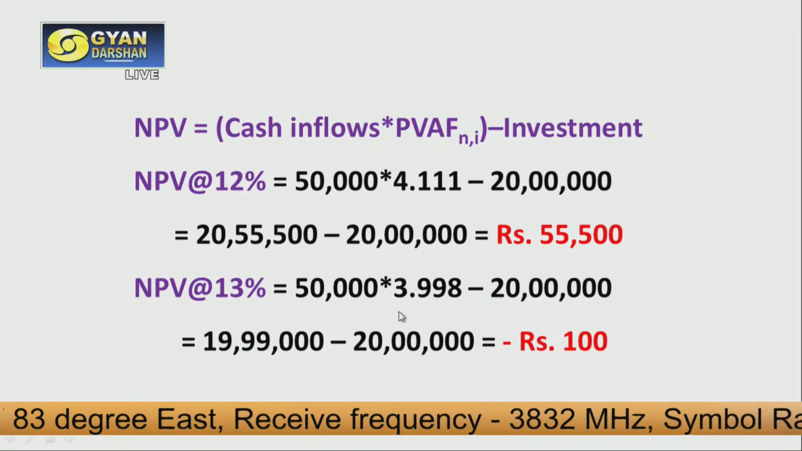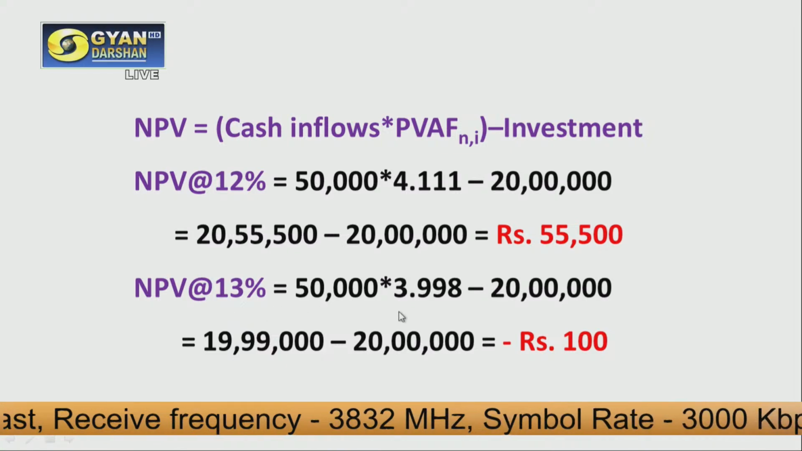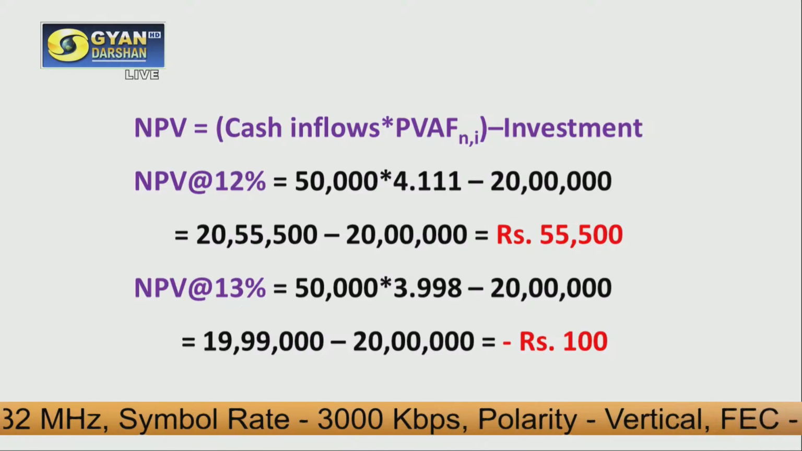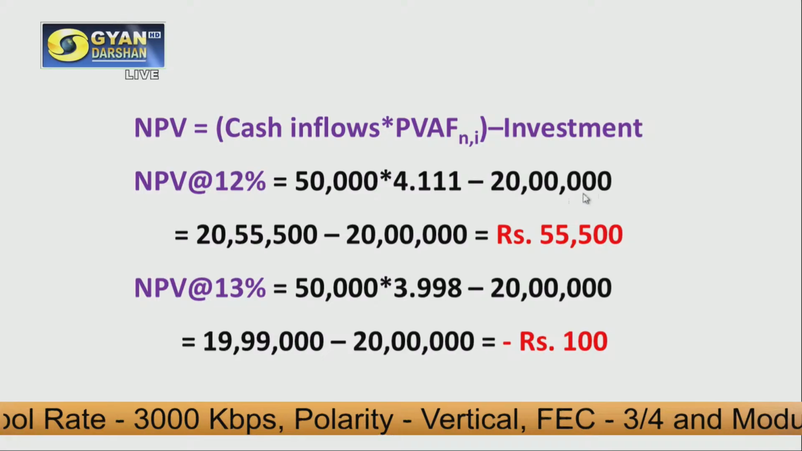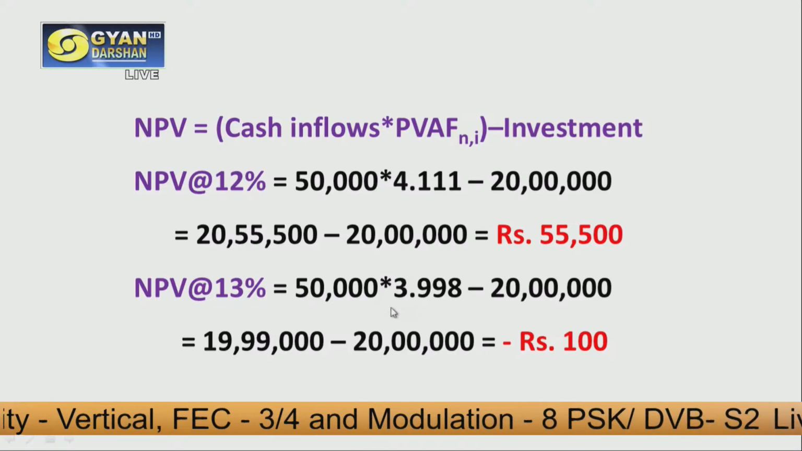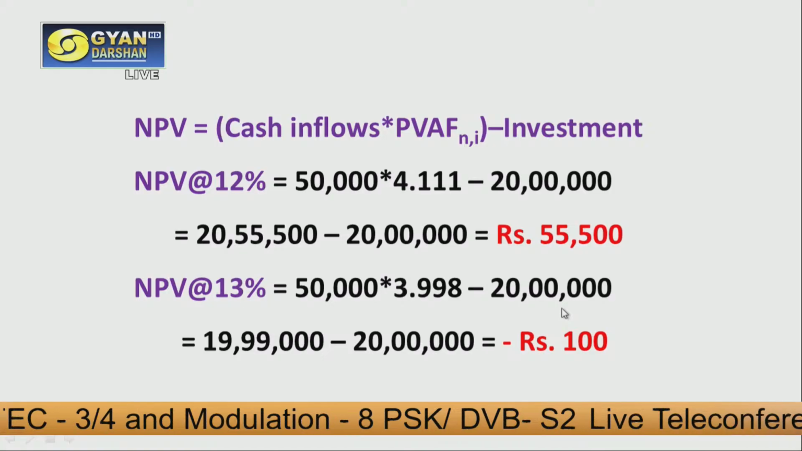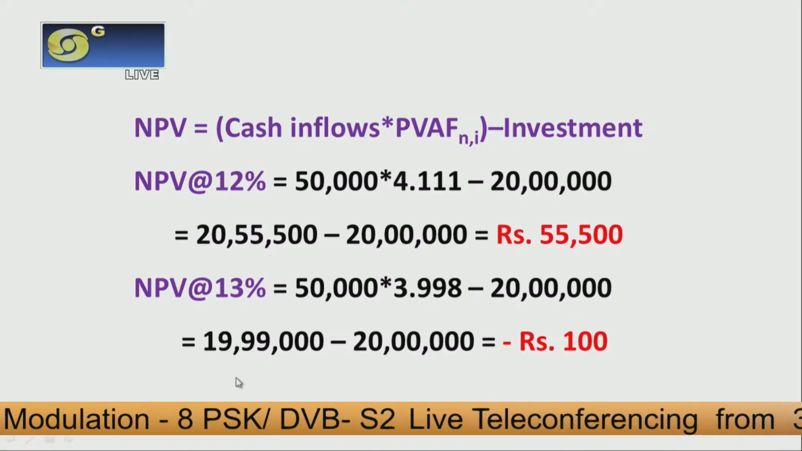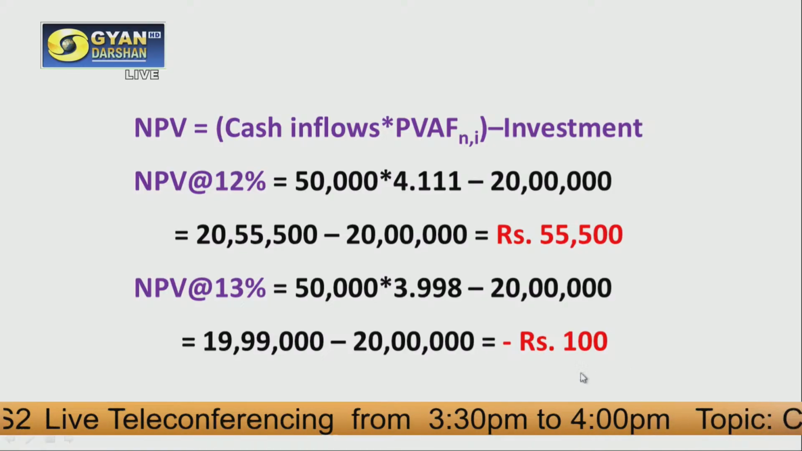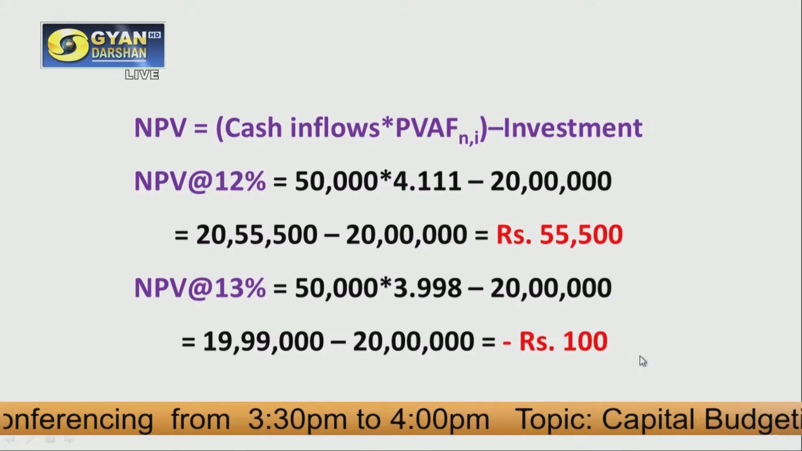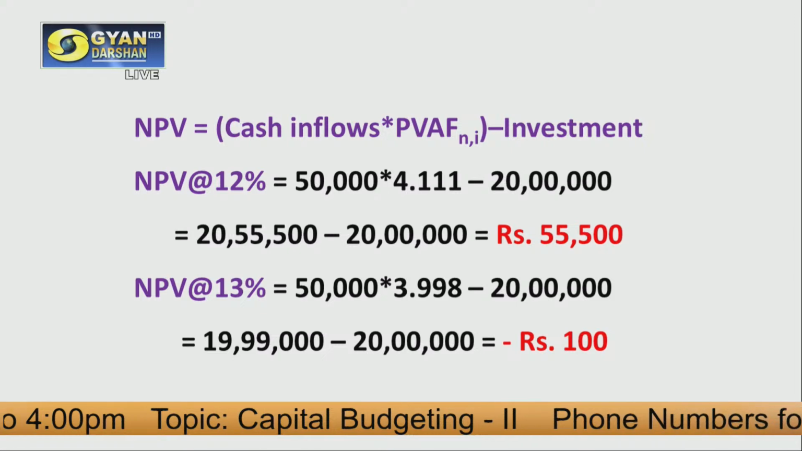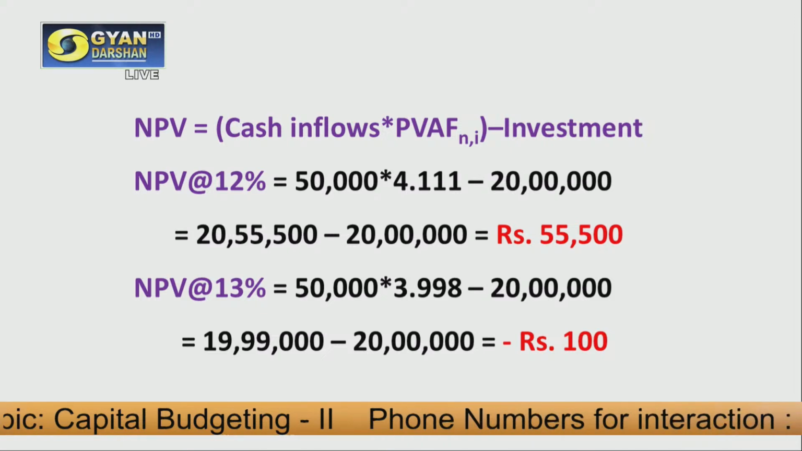Again, I will follow the same process and calculate NPV for 13%. So 50,000, which is the cash inflow, has to be multiplied by PVAF for 13%, and I need to again subtract 20 lakh, which is the initial investment. The amount that I will get after solving this is minus 100 rupees. Now in this case, the NPV will become negative. But again, I need to make my NPV 0.